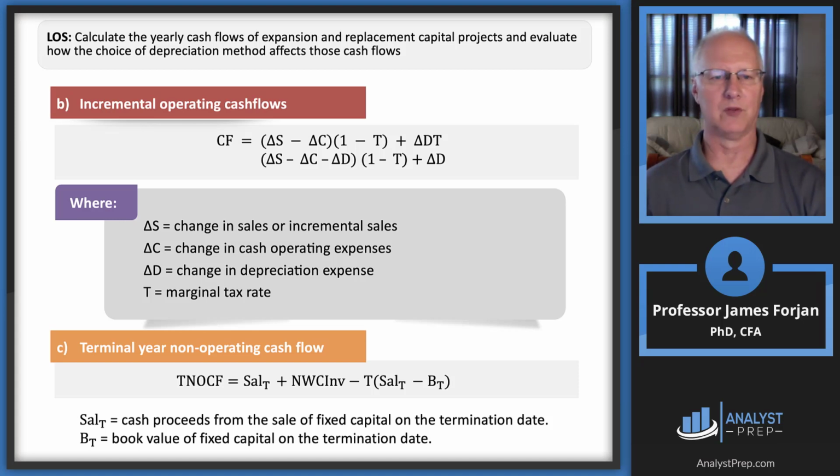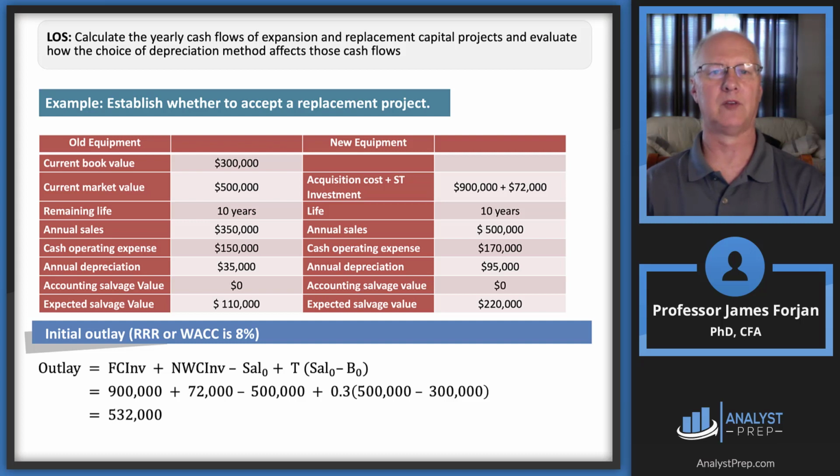And then, of course, there's the terminal year non-operating cash flow, which looks pretty much the same as it did before. So let's take a look at a super quick example here. So old equipment down the left-hand column, new equipment down the right-hand column. We give you a whole bunch of stuff there. Things like sales and expenses, things like depreciation, and then, of course, book values and current market values and initial costs. All right, so let's go ahead and quickly compute this initial outlay.